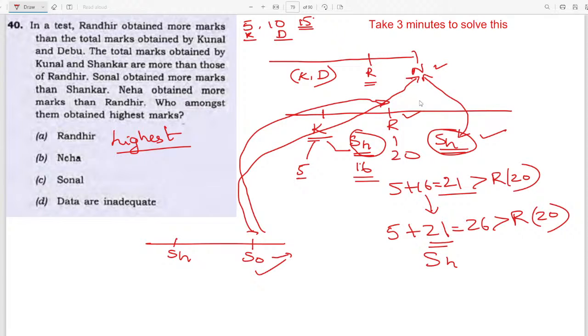So clearly we cannot say who is the highest. So that's why the data is insufficient. So we cannot clearly say who is the highest. So the correct option is answer D.